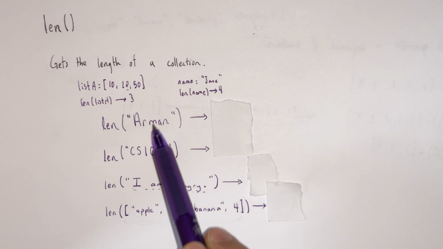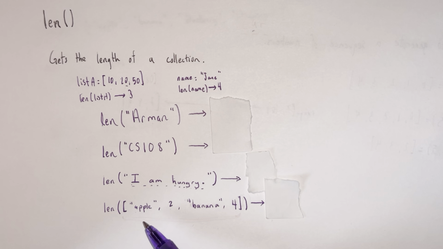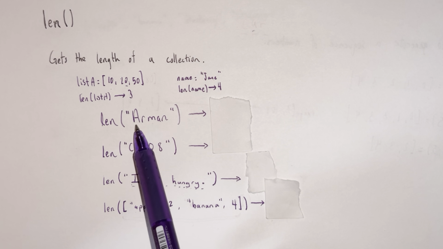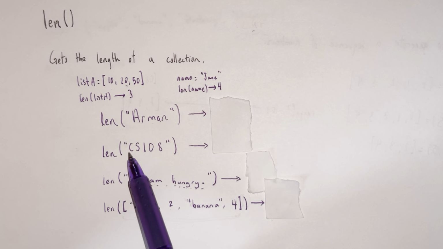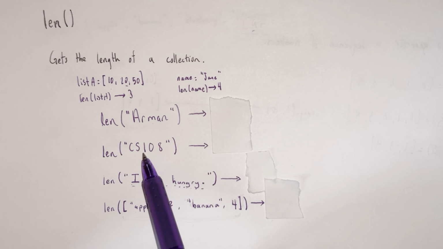Now how about these two strings? Take a moment to do those. And then after you do that, take a look at this string and this list. So anyways, if you got those, the length of Armon is going to be 1, 2, 3, 4, 5. The length of CS108 is going to be 1, 2, 3, 4, 5.